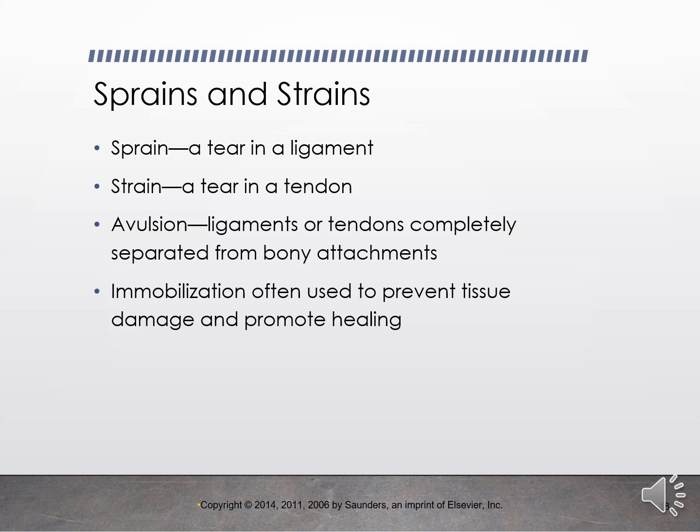A sprain is a tear in a ligament, and a strain is a tear in a tendon, so you should know the difference between the two. Then we have avulsions. An avulsion is when the ligaments or tendons are completely separated from the bony attachments. When we have any of these, immobilization is usually used to prevent tissue damage and to help the healing process. Ligaments and tendons are not very vascular, so they do take a long time to heal.